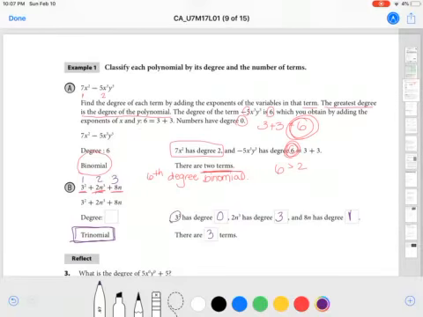So why does 3 squared have a degree of 0? Well, 3 squared is just saying 3 times 3, which is going to give us 9. And we know that numbers don't have a degree, okay? Or they have a degree of 0. So our greatest degree is going to be 3, and so we have a 3rd degree trinomial.